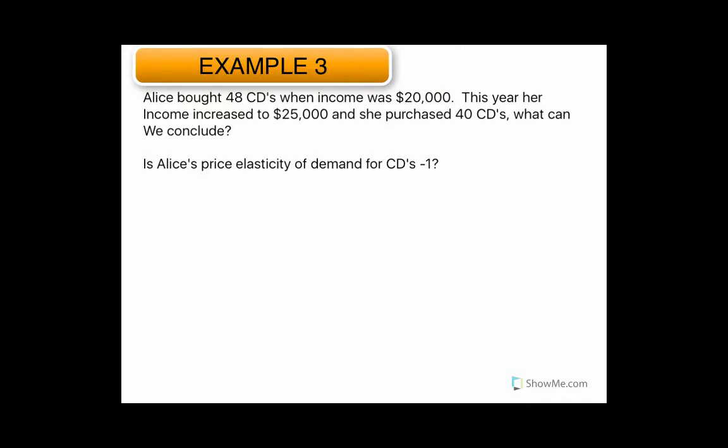Now we're going to move on to the next example. Alice bought 48 CDs when income was $20,000. This year, her income increased to $25,000, and she purchased 40 CDs. What can we conclude? So the question reads, is Alice's price elasticity for CDs negative 1? This is kind of a trick question because the question is asking about price elasticity, and we only have the information for her income. So the answer would be no. We do not have enough information.